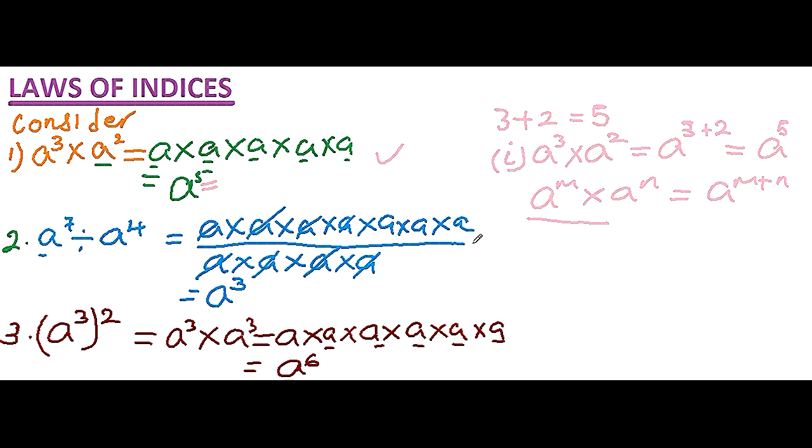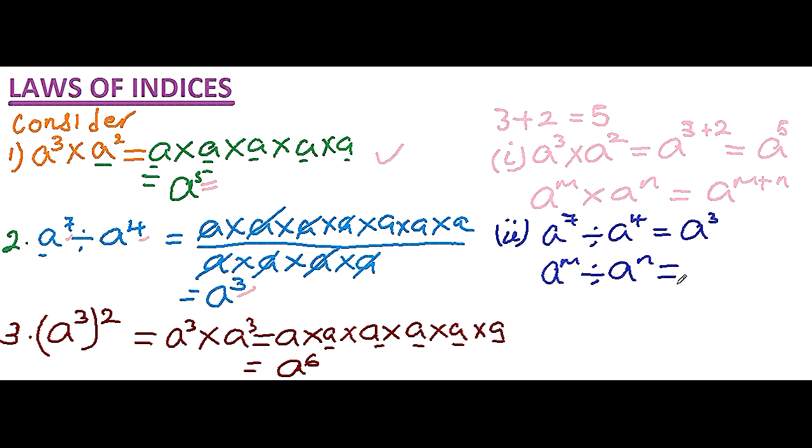So we go to the second one. In the second one, you can observe 7 and 4. Here we are dividing. When you subtract 4 from 7, you get 3. So we can write the second row of indices: a to power 7 divided by a to power 4 gives us the result a to power 3. So we derive the second row of indices, which is, if we have a to power m divided by a to power n, it is equal to a to power m minus n. So that is the second row of indices.